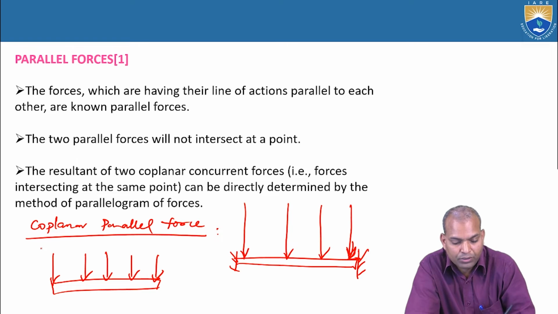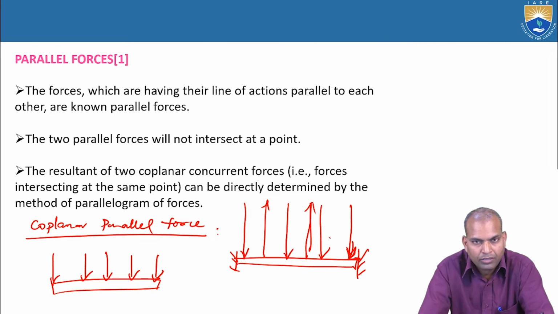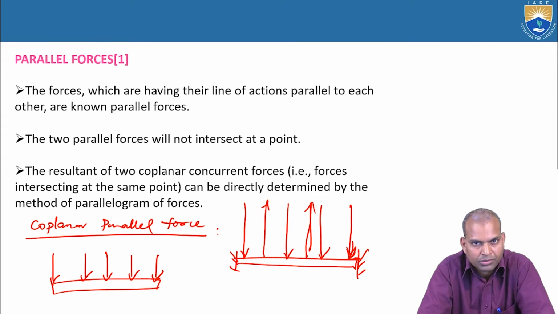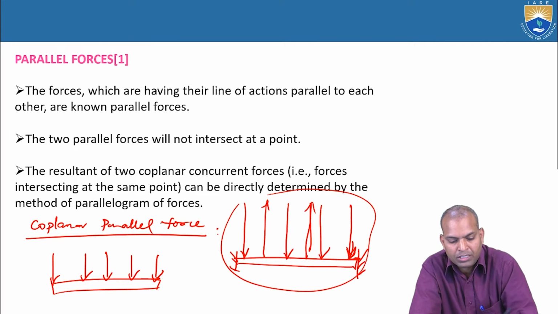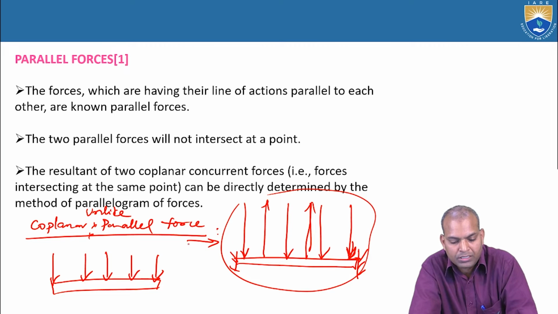Suppose some of the forces are acting in the upward direction and all forces are not in the same direction. Some of the forces are acting upwards and some of them downwards. This type of system is known as a coplanar unlike parallel force system. Unlike parallel force system, that is the category here.